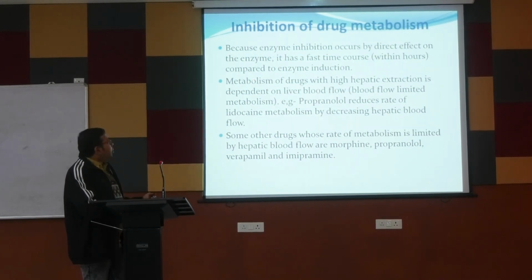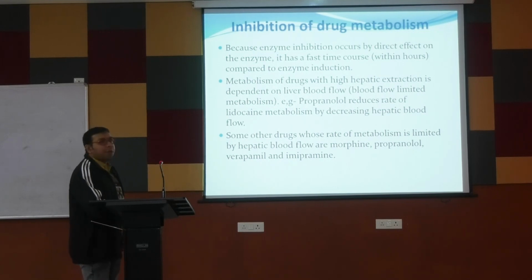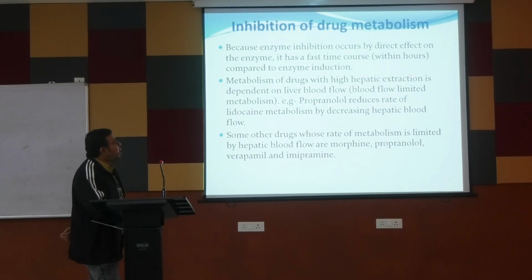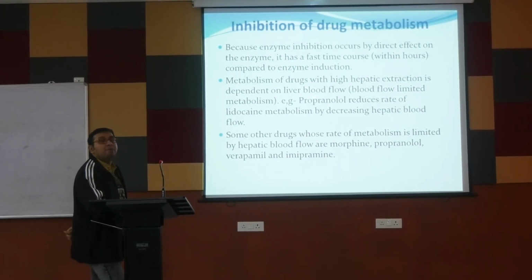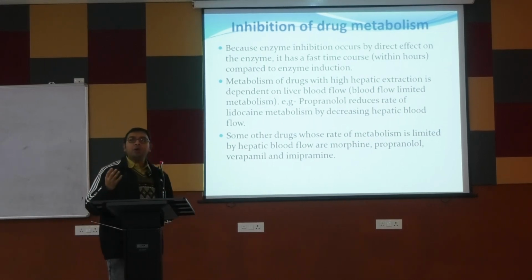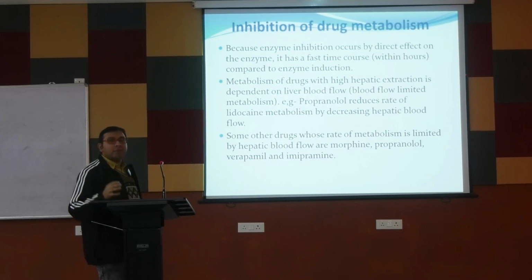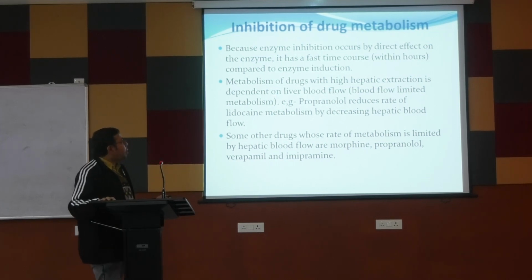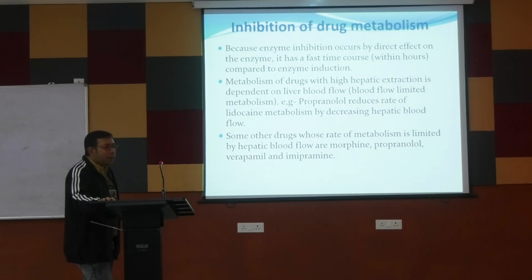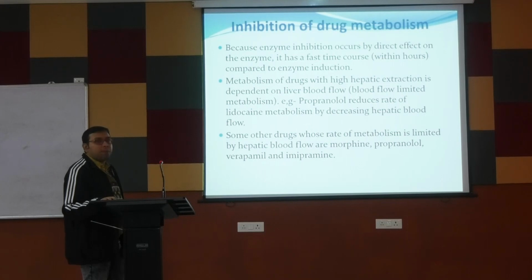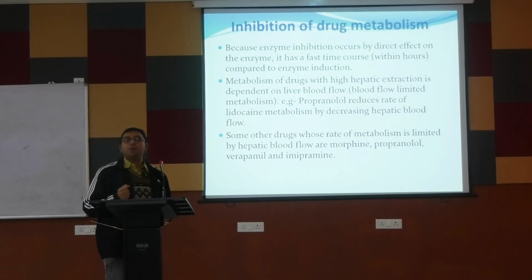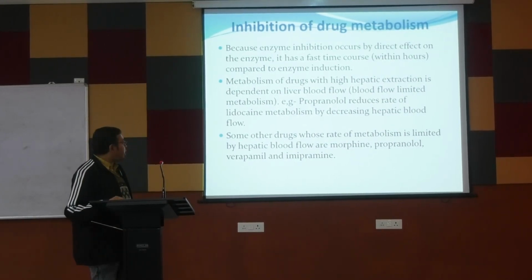Because enzyme inhibition occurs by direct effects on the enzyme, it has a fast time course. That is, it occurs very fast, and metabolism of the drugs with high hepatic extraction is dependent on liver blood flow. How much blood flows to the liver also determines how the hepatic extraction of the drug happens. Example, propranolol, which is a beta blocker, reduces the rate of lidocaine metabolism by decreasing the hepatic blood flow. So it decreases the hepatic blood flow, so ultimately its metabolism also decreases.